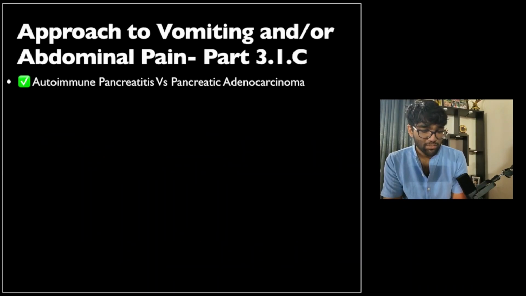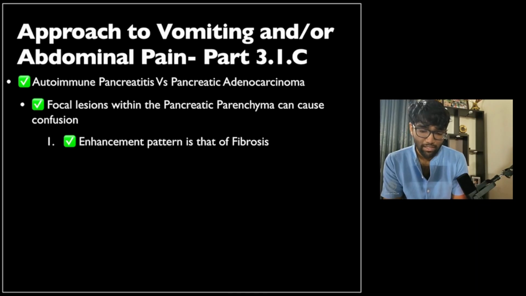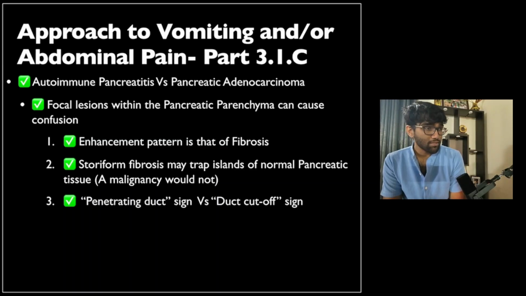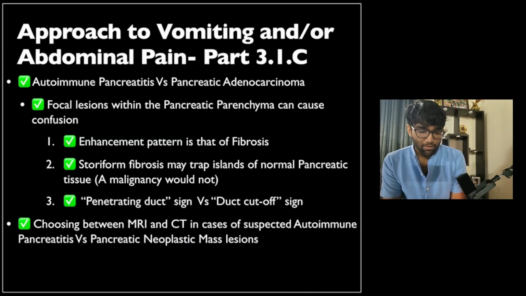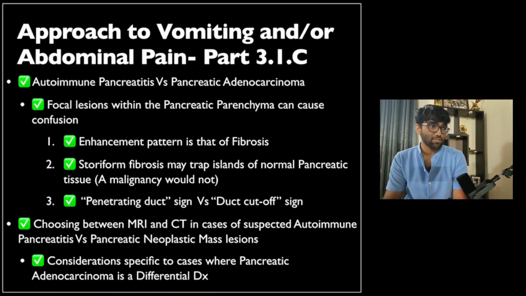Now, what we've discussed in this screencast was we compared autoimmune pancreatitis to pancreatic adenocarcinoma, presenting as focal lesions within the pancreatic parenchyma, obviously resulting in some confusion. We've seen how enhancement patterns help us differentiate the two. We've shown how in autoimmune pancreatitis, storiform fibrosis can trap islands of normal pancreatic tissue, and a malignancy naturally would not do this. And we've discussed the penetrating duct sign versus the duct cutoff sign. We've determined how to choose between MRI and CT in cases of suspected autoimmune pancreatitis versus pancreatic neoplastic lesions. Specifically, we've talked about the sensitivity versus specificity of these two findings.